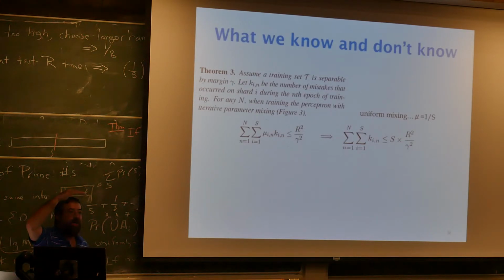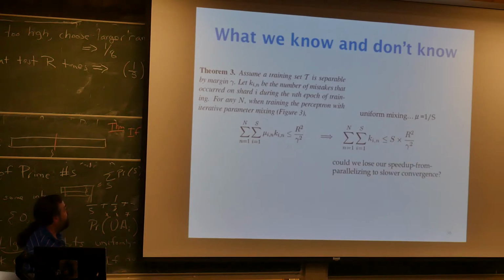So I can do it 100 times faster and I can still converge, where 100 is the number of shards. But it might converge 100 times slower. So you're using 100 times the machines, and your upper bound is basically the same as if you used one machine. So this is actually formally a weak result. In principle, we could lose all the speedup we get from parallelizing, because the process converges a lot slower.